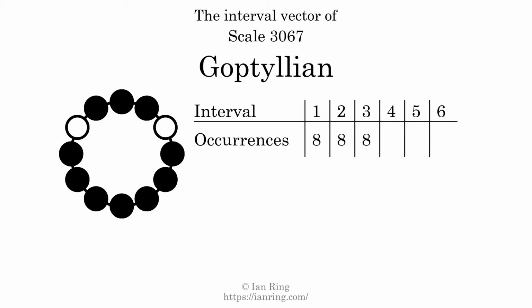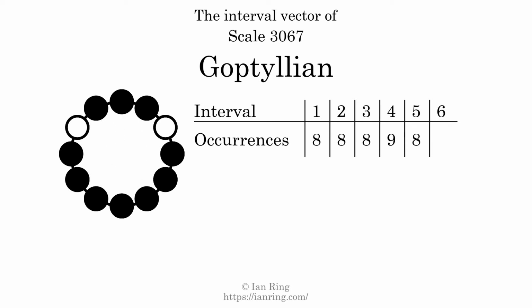There are 8 intervals with the size of 3 semitones. They are here, here, here, here, here, here, here, and here. There are 9 intervals with the size of 4 semitones. They are here, here, here, here, here, here, here, here, and here.